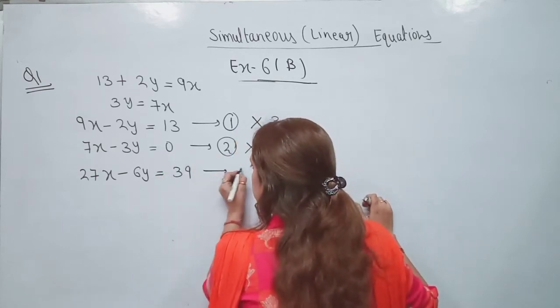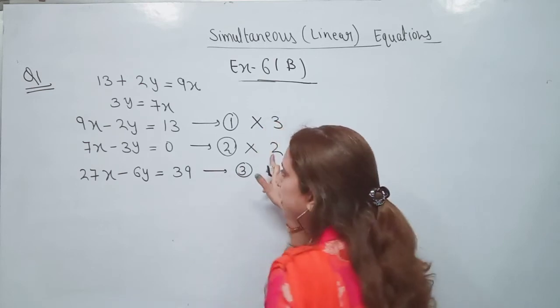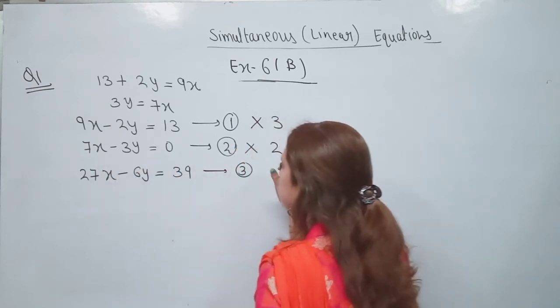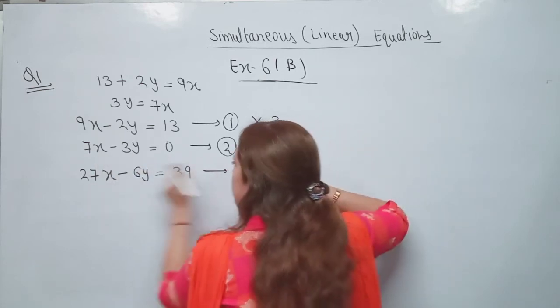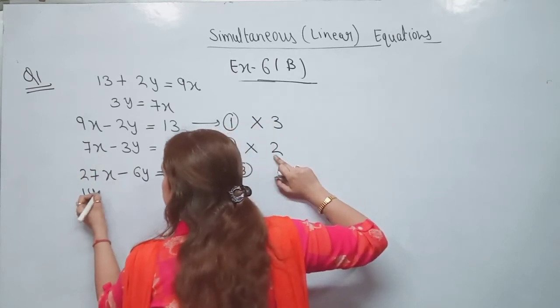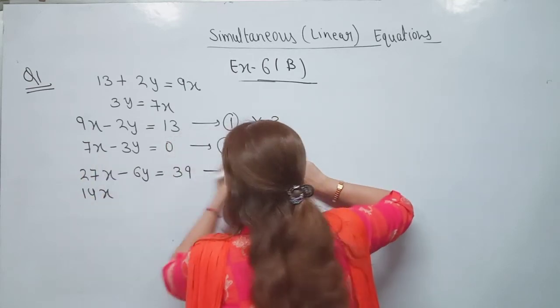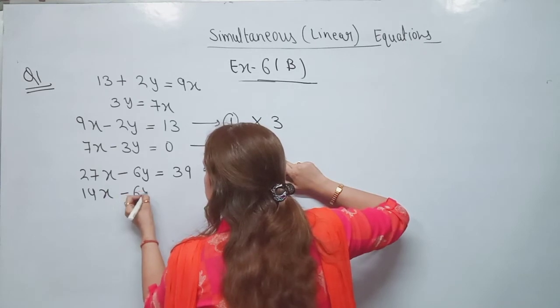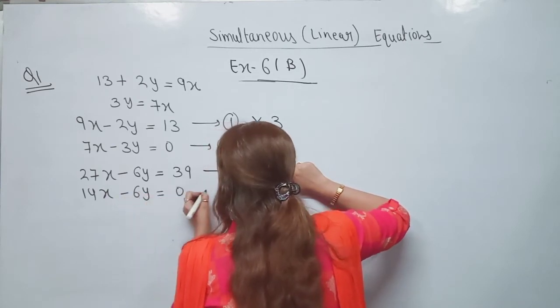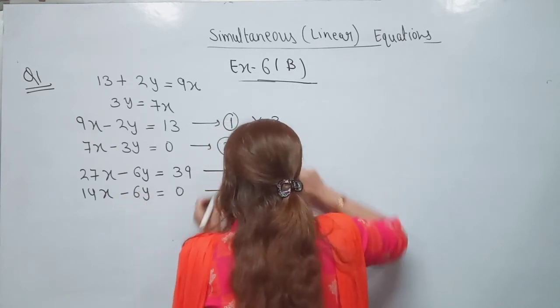Let this be equation third. And 7x minus 3y multiplied by 2. 7 into 2, 14x minus 6y is equal to 0, which is equation 4.